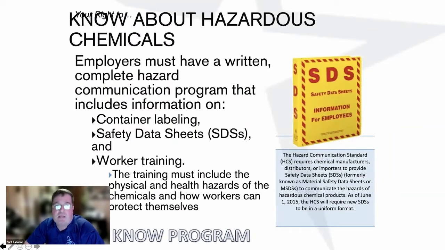Your right to know about hazardous chemicals. The employer is required to have a written and complete hazard communication program that includes information on how do we label our containers? Okay, what do the pictograms mean? How do we use them? When we break it down to a secondary container, how do we label that secondary container? What is acceptable for this workplace? Your safety data sheets, they used to be referred to as MSDSs. Now they're referred to as SDSs, safety data sheets. You should have them on file, and they should be updated accordingly.